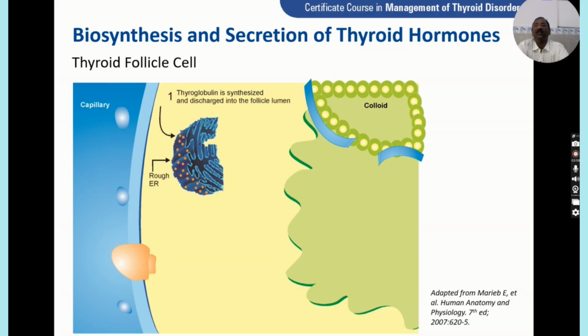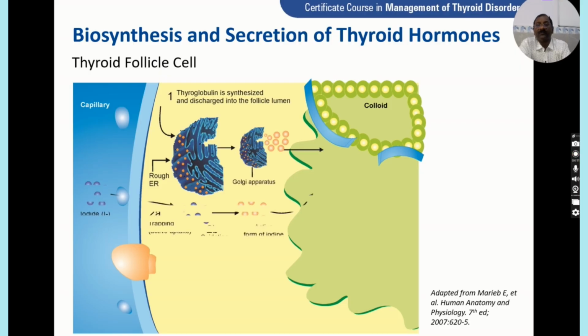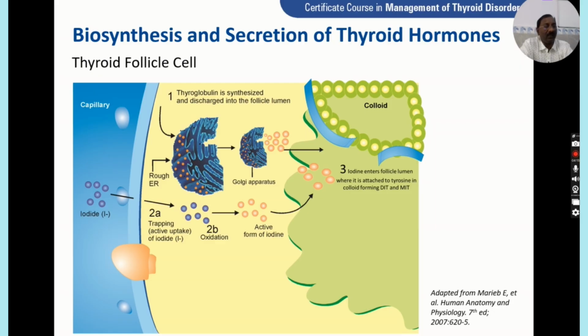So first you will have the colloid. I already showed you the necklace of follicular cells. The center one is the colloid. It contains the thyroglobulin. In the capillaries, you will have the iodine. So the iodine will enter into the cell, and there will be trapping of the iodine. That may be the 2A and 2B, and the active form of the iodine will be there.